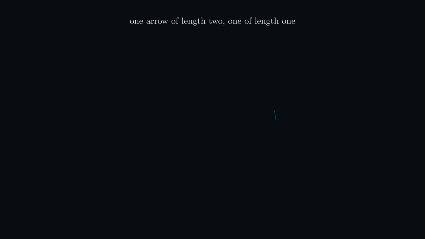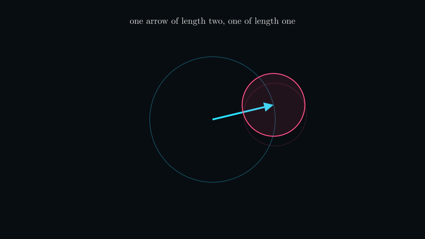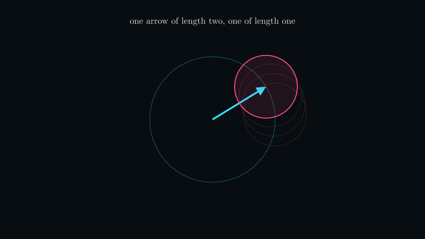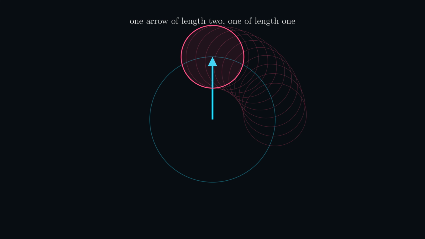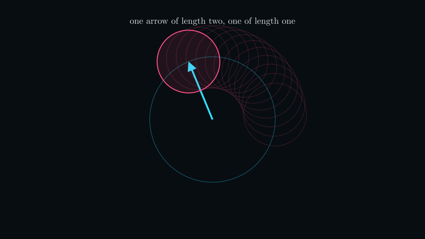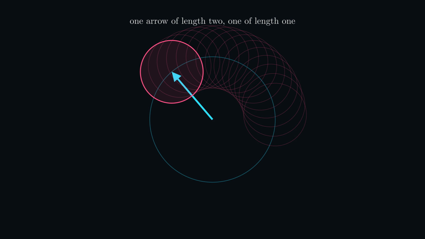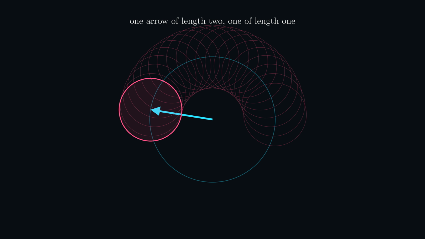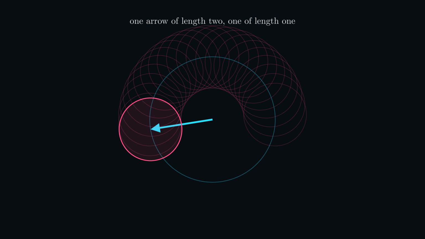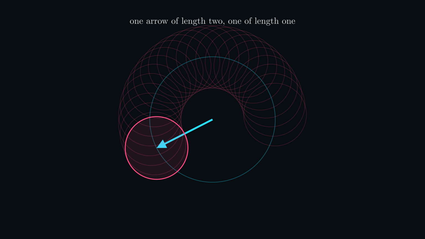Now two circles, both free to point anywhere. The first arrow has length 2, and its tip runs around a circle of radius 2. The second has length 1. Freeze the long arrow. The short one adds a small circle of radius 1, drawn around the tip. Release the long arrow, and that small circle rides around the big one.